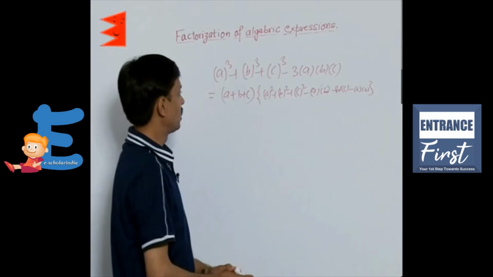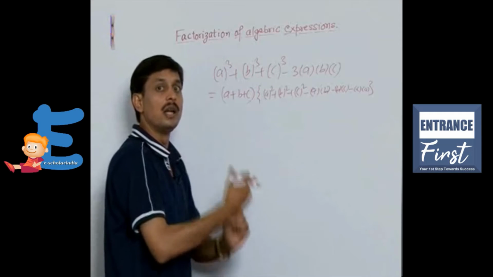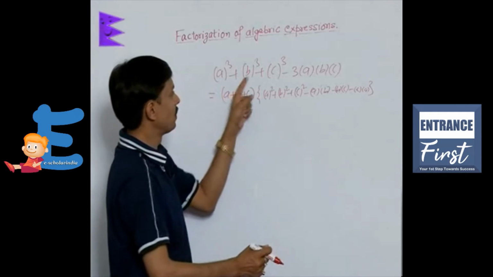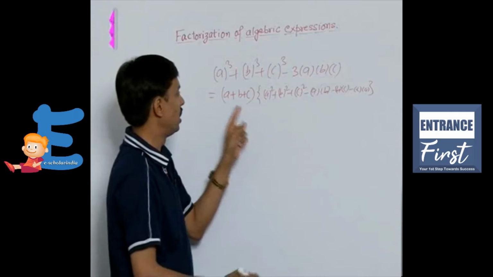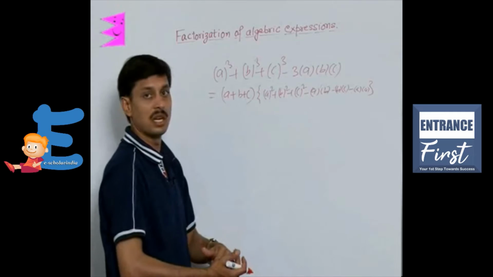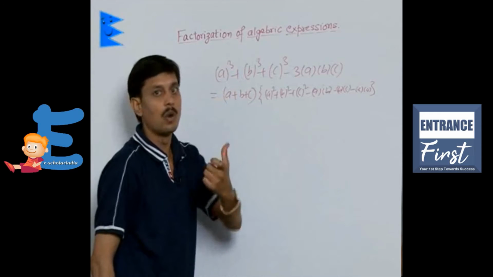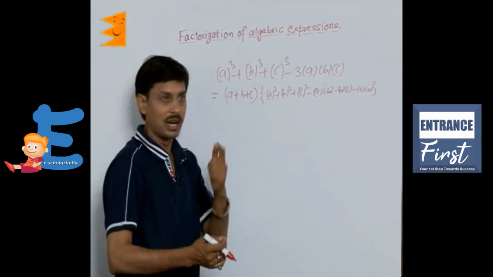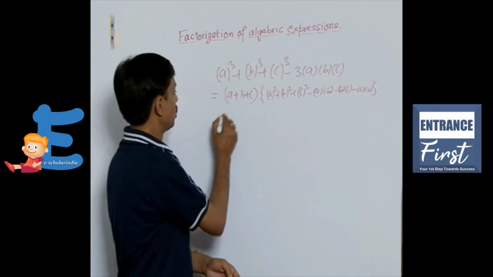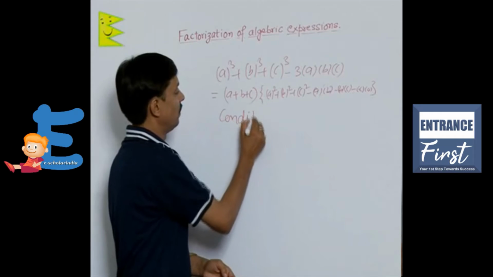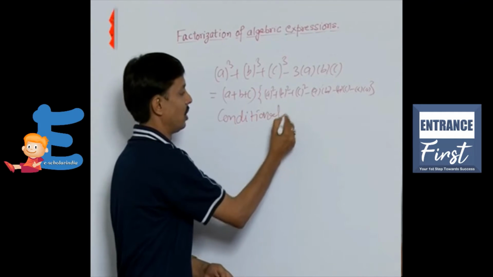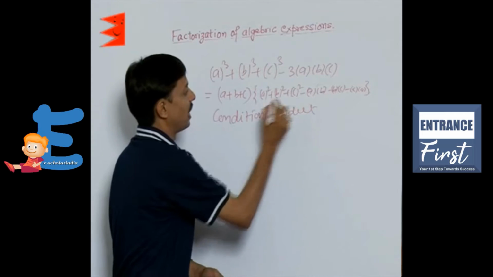Now the question is, what is the conditional identity? If a cube plus b cube plus c cube minus 3abc is this, then what is the conditional identity? An identity which already involves some condition is known as the conditional identity. So I am writing here one of the conditional identities.